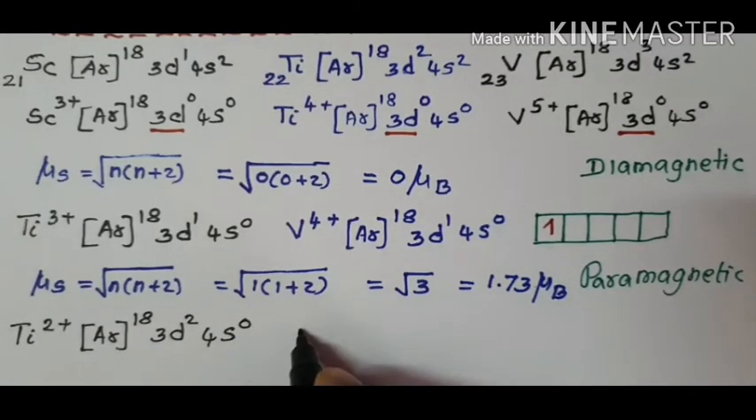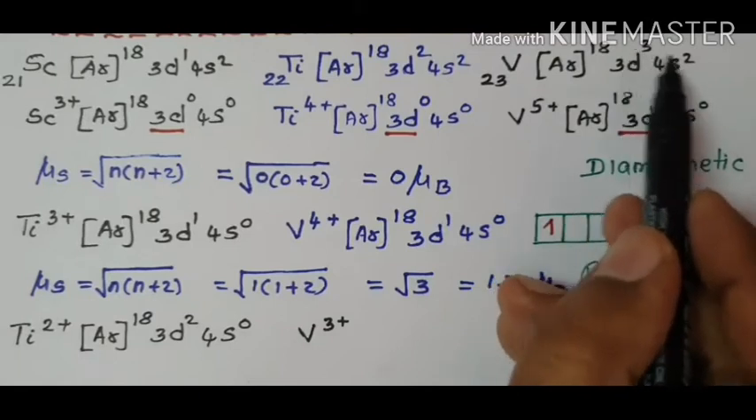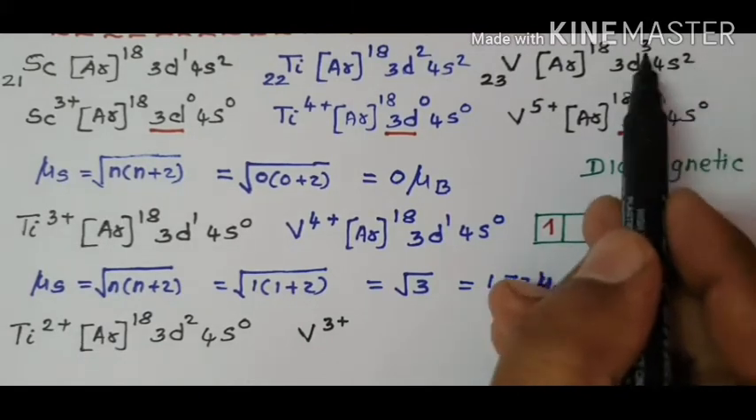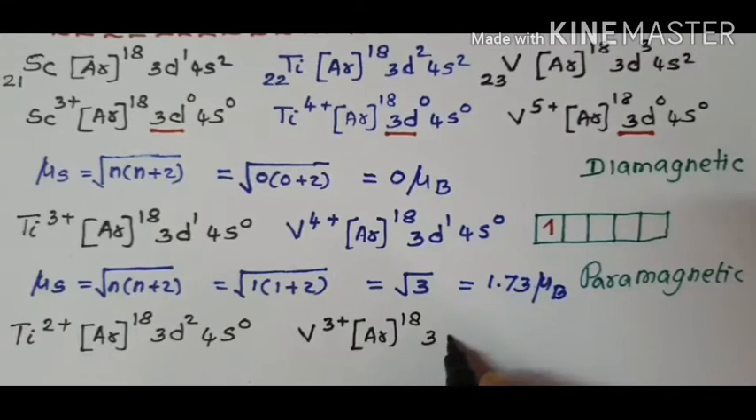Then for vanadium 3 plus, loss of 3 electrons, 2 electrons from s, 1 electron from d. Argon 18, vanadium 3 plus, 3d2, 4s0.